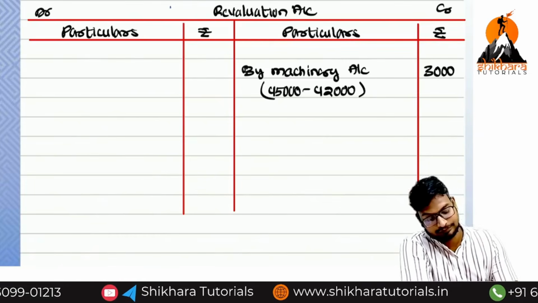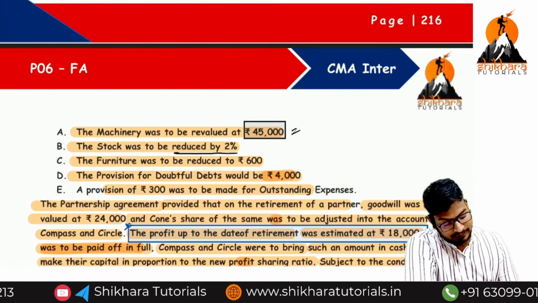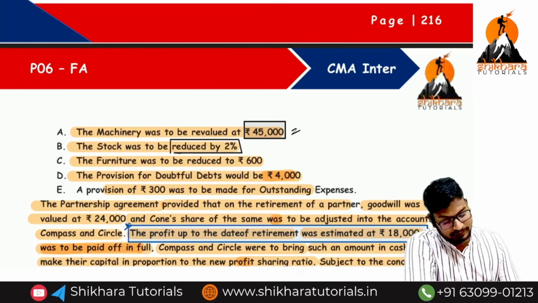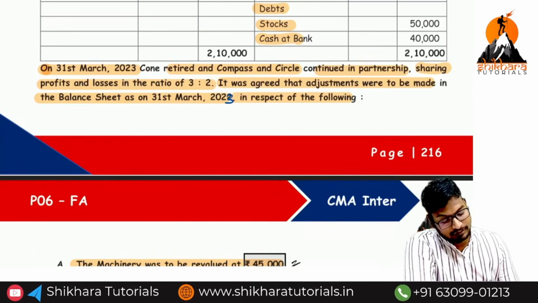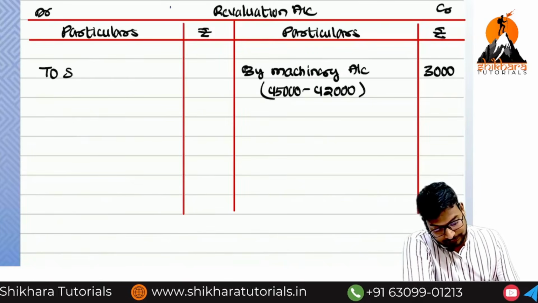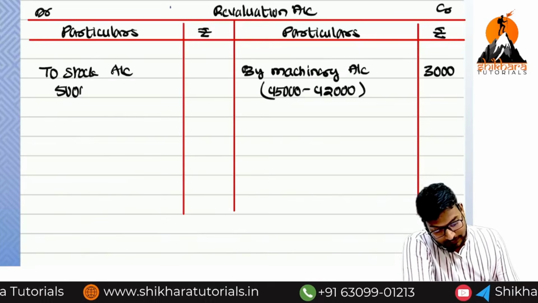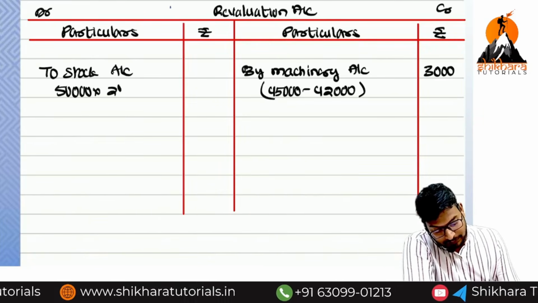Next one. Stock was reduced by 2%. Now we can calculate 2% directly. So what is the stock value, amma? 50,000. So to stock or by stock? To stock, 50,000 at 2%. How much?